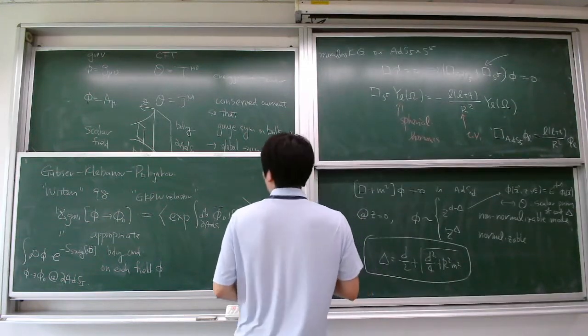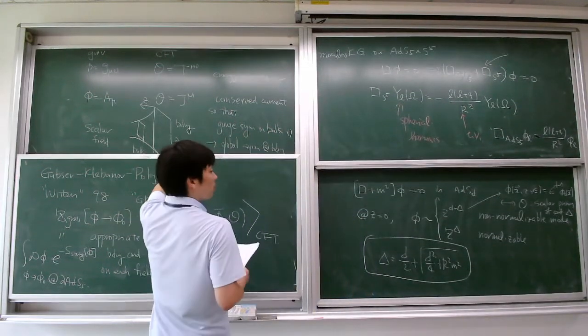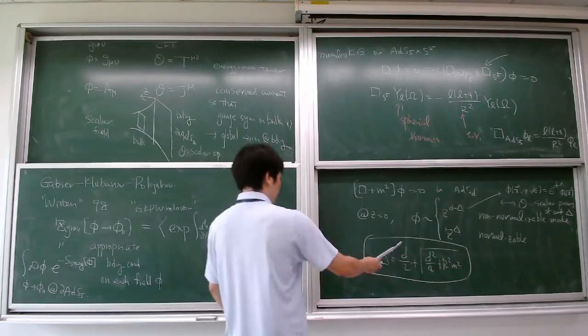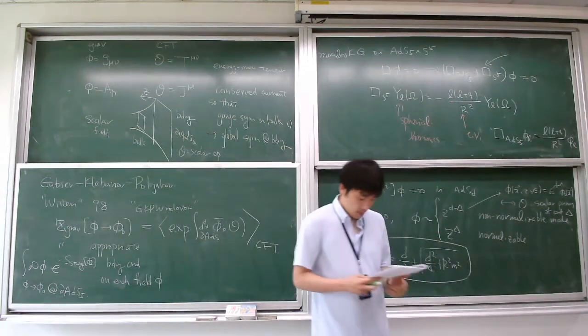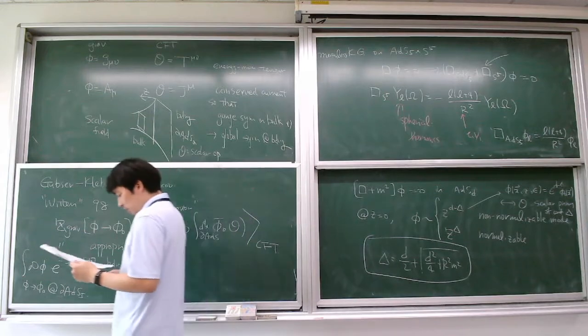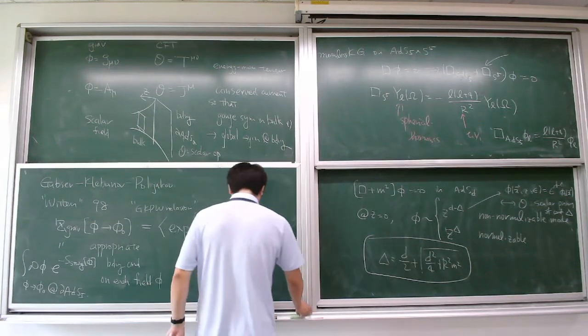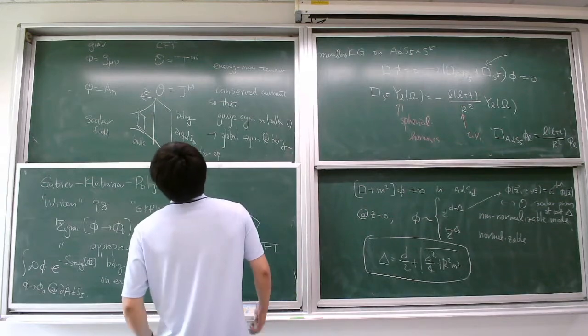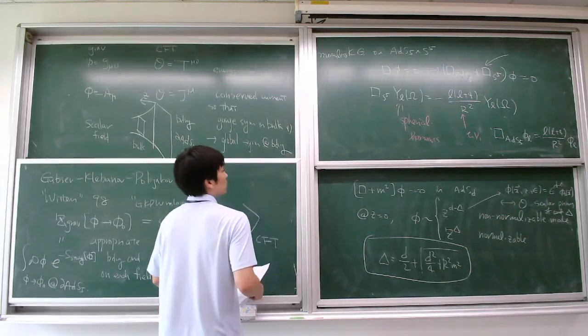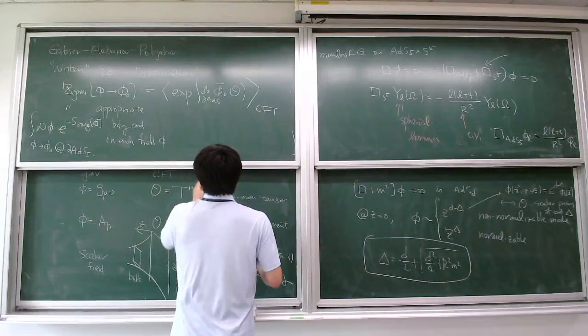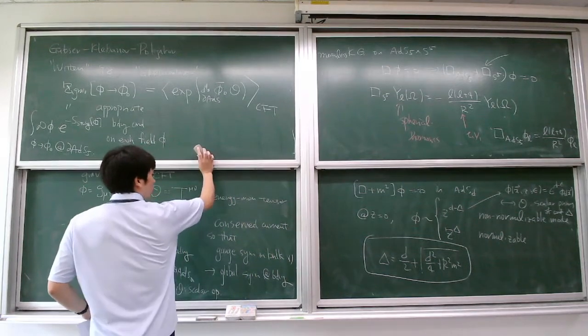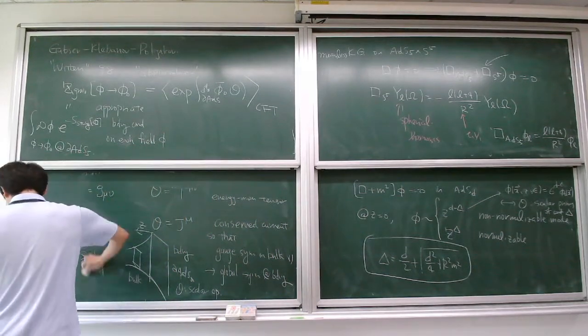So now, the proposal of this GKPW, let's use this when d equals 4. Let me erase this one. So now d equals 4, and you just plug this in.